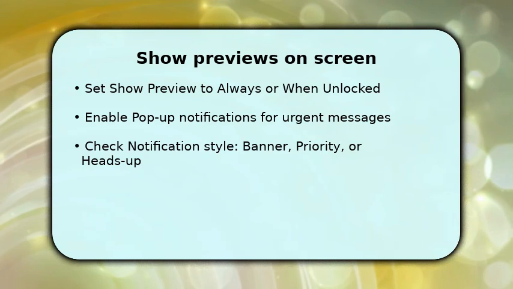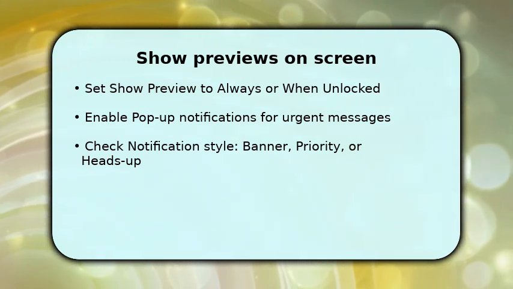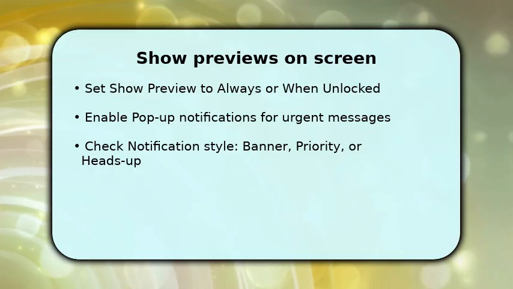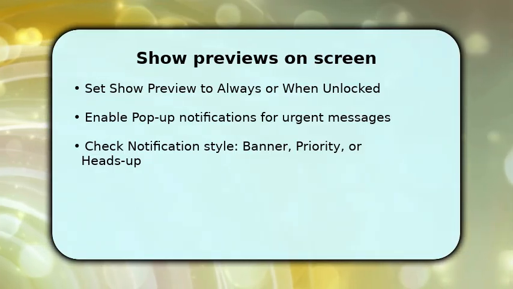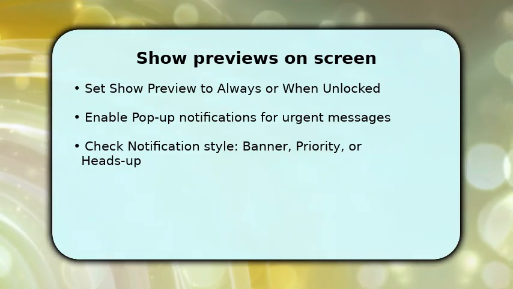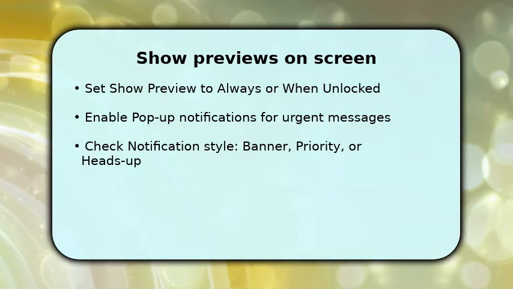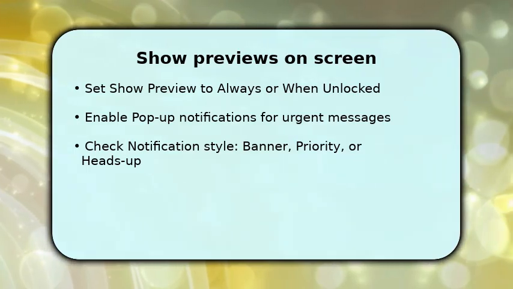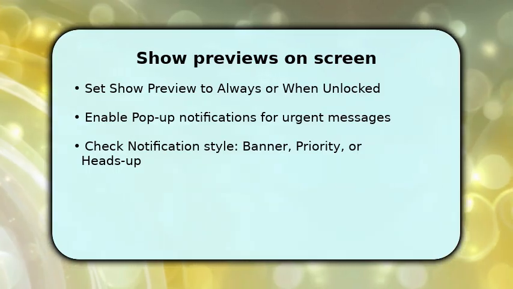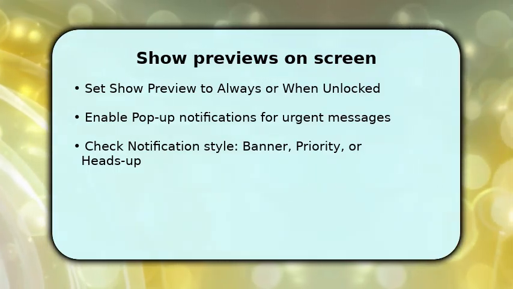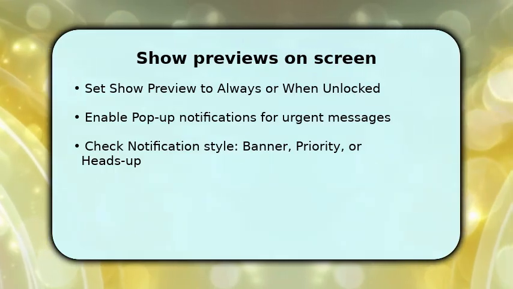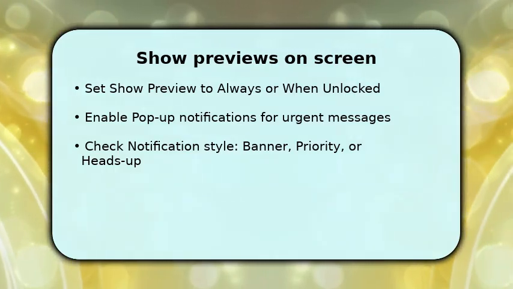Next, control how much content appears on screen by setting notification previews and pop-ups. In System Settings, choose Show Preview, always or when unlocked depending on privacy needs. This decides whether message text appears on the lock screen. In WhatsApp, enable pop-up notifications so messages briefly appear over whatever you're doing. Once done, set notification priority or heads up to allow banners to interrupt and be visible immediately. This helps you spot important messages without opening the app.